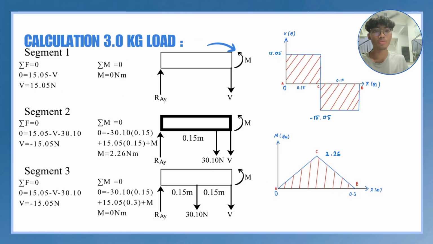So for the shear force diagram, we will have to cut it into three parts, where at segment 1 we get V equal to 15.05 Newton, and the moment is 0 Newton meter. And for the next one, at segment 2, we get V equal to negative 15.05 Newton, and the summation M equal to 2.26, which is the maximum bending moment. And for segment 3, we get V equal to negative 15.05 Newton, and the summation M we get is 0 Newton meter. So the graph is still the same, a triangle shape for the bending moment diagram, and two rectangles for the shear force diagram.